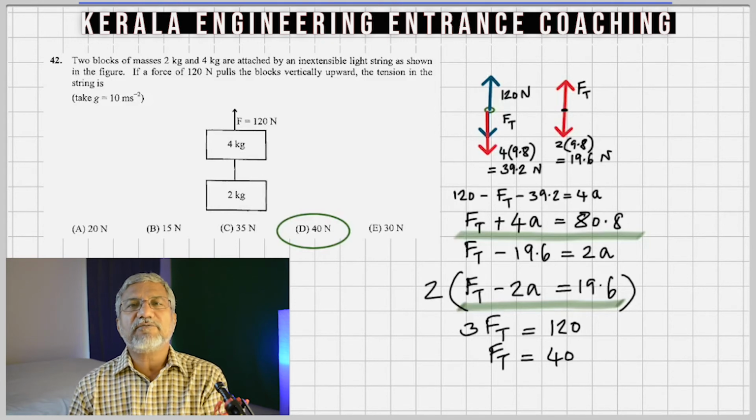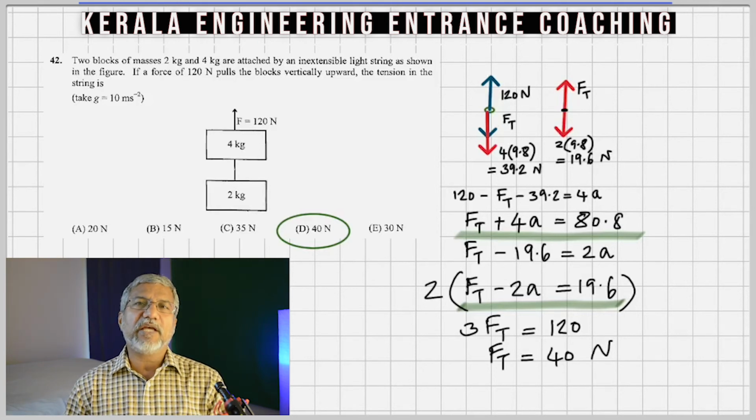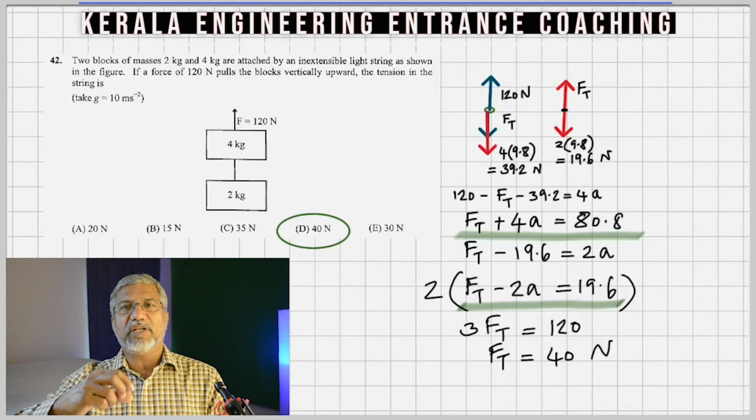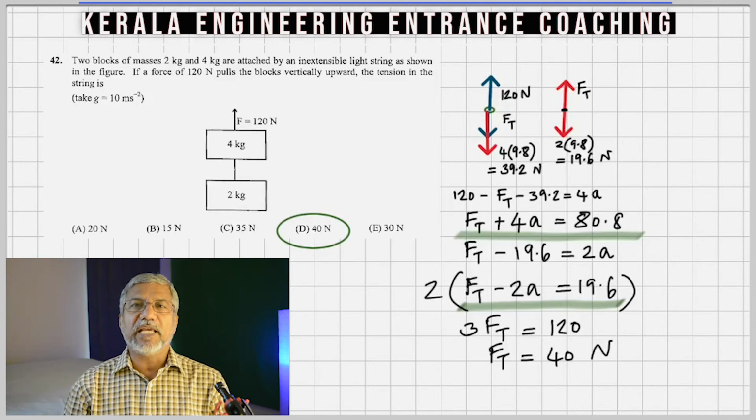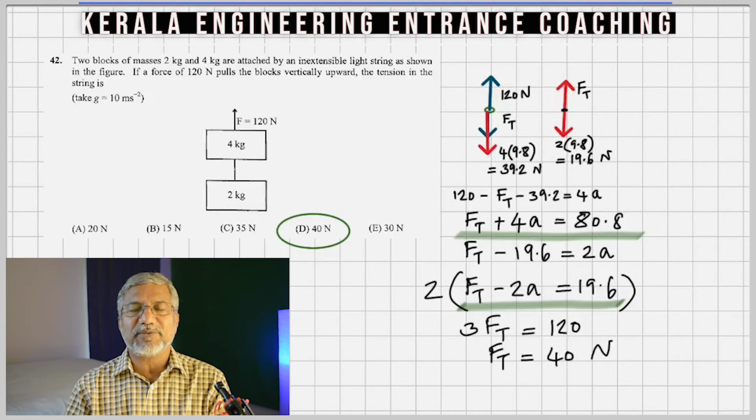This is another way of solving it. I just wanted you to see this is faster because you did not have to find acceleration first. Either way, the idea is to draw the free body diagrams and then eliminate whatever you don't need and calculate the value of what you're asked to calculate.